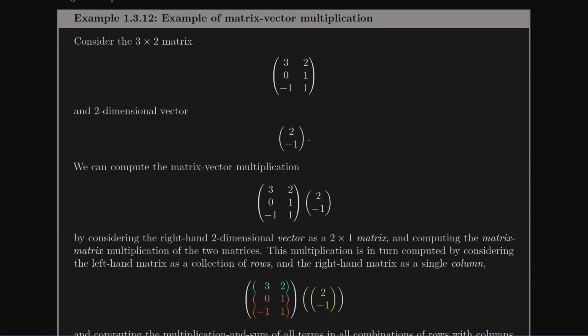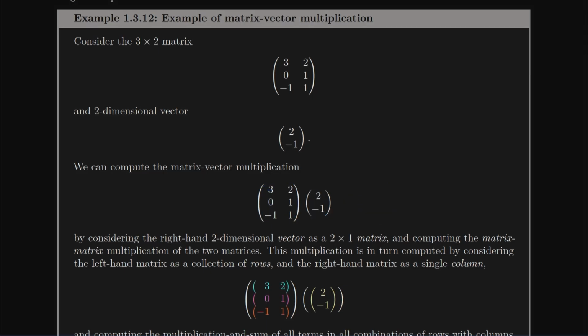Let's just directly compute the matrix vector product, which is 3, 2, 0, 1, -1, 1 against 2, -1. How am I going to do that? Well, I'm going to split the left matrix into rows and the right matrix, which happens to be a vector, into its only column. And then my outputs are going to be 3 times 2 is 6, plus 2 times -1 gives me 4. I then have 0 times 2, which is 0, plus 1 times -1 gives me -1. And then finally, I have -1 times 2 is -2, plus 1 times -1 is -3. So the output here is the vector 4, -1, -3.